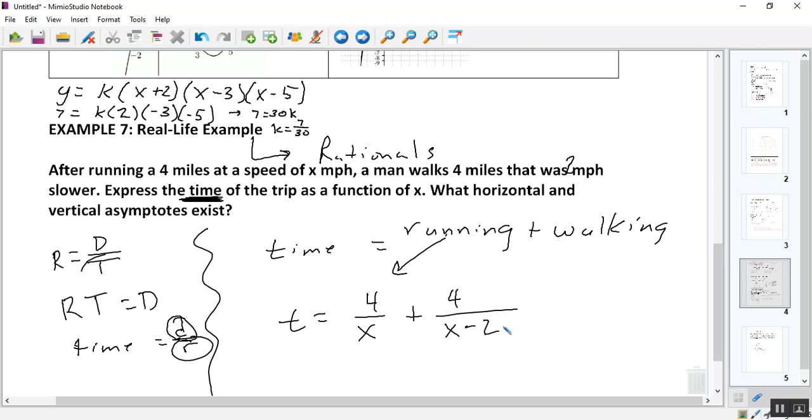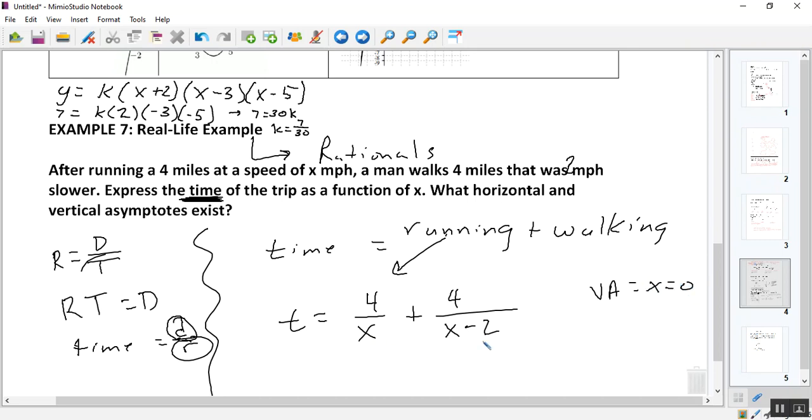So kids, I have a question. It says, what horizontal and vertical asymptotes might exist? Well, check this out. We know vertical asymptotes occur when anything makes a denominator 0. So what's going to happen here? You can't run 0 miles per hour, can you? We know he wasn't running 0 miles per hour.